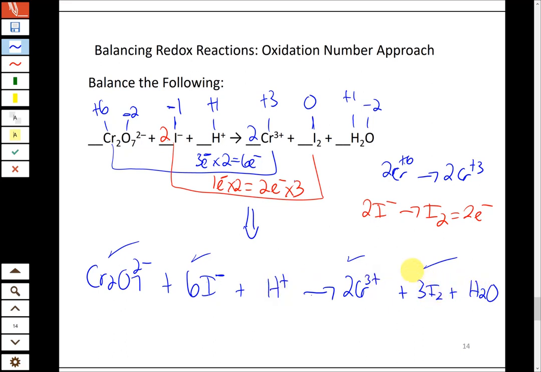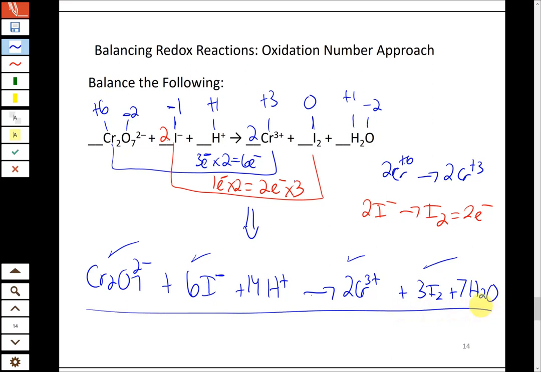All right, so for water, we do that. We have to make sure there's the same number of oxygen atoms on each side. We have 7 oxygen atoms in dichromate, so we need 7 waters to balance that. By adding 7 waters, that's 14 hydrogens, so this is going to get a 14 to balance that as well. So this would be the final balanced form of this equation.